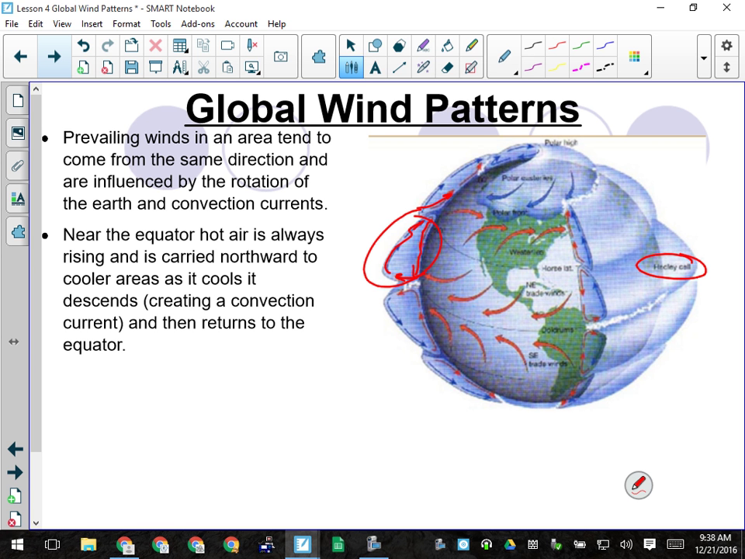So we've got areas where air is moving this way, and then other areas where it's going the opposite direction. Here, wind is moving from north to south. Here, it's moving from south to north. This is where we live. We're right here, right at the very northern edge of this area.